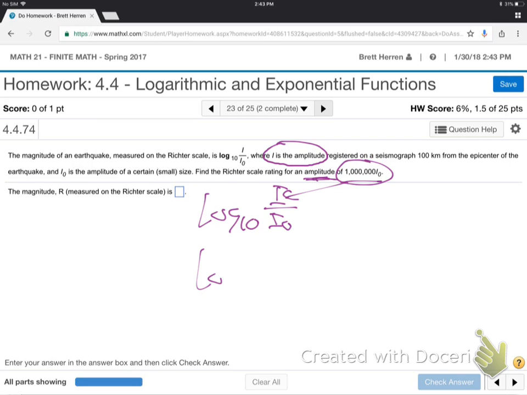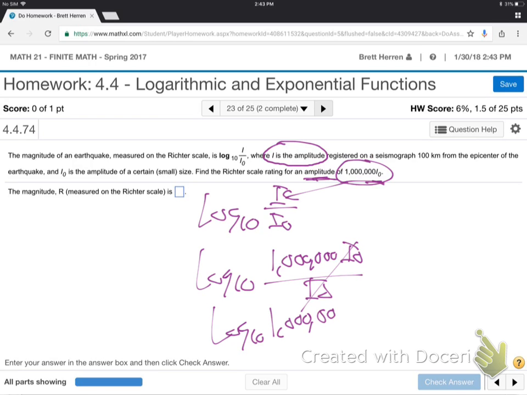So then this becomes log base 10 of 1 million I0. Don't forget the I0, it's there too. Over I0, so these cancel right away, don't they? So then it's just log base 10 of 1 million. And that log base 10, that's just the normal log on your calculator. Hit the button, you'll get a 6. That's a 6 on the Richter scale. That's what that means.